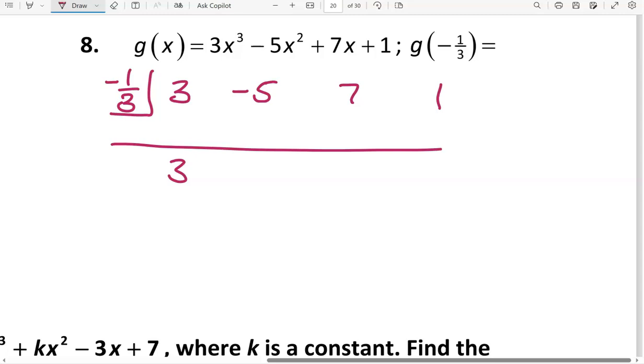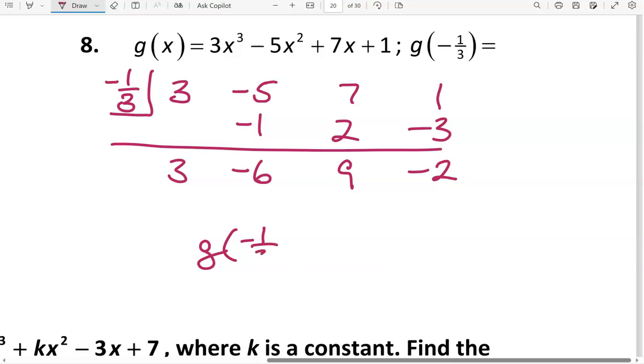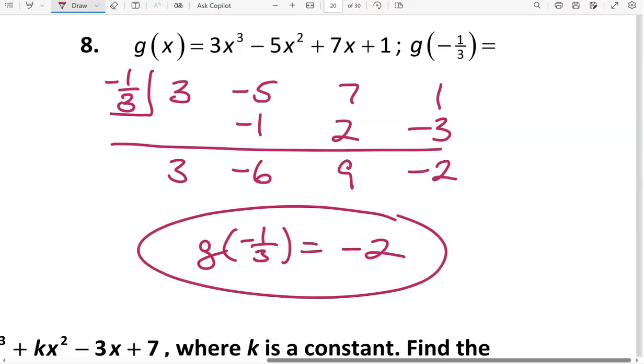Bring down the 3. Times negative a third is negative 1. Add that column. Negative 6 times negative a third is 2. Add that column. 9 times negative a third is negative 3. Add that column. And so the remainder is the value that we are looking for. G of negative 1/3 is equal to negative 2.